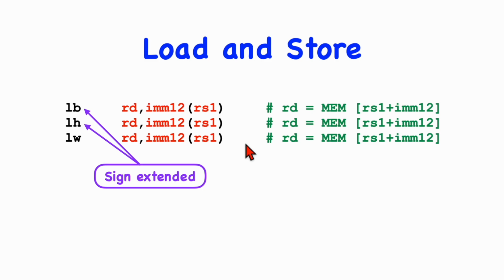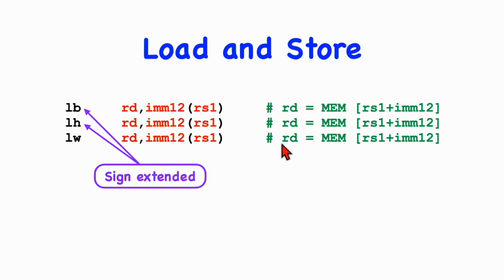Now with the load word, we'll be moving 4 bytes into the register, and most RISC-V processors are little endian, so the bytes would be moved according to that byte order. If the registers are 32 bits in size, and we're loading just 1 or 2 bytes in the load byte or load half word instructions, then we need to ask what happens to the upper bits of the destination register. And with these two instructions, the answer is that they are sign extended.